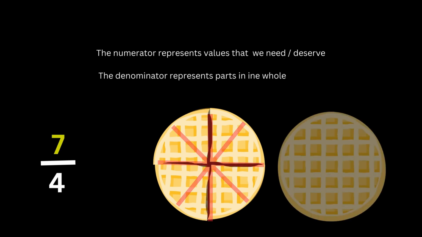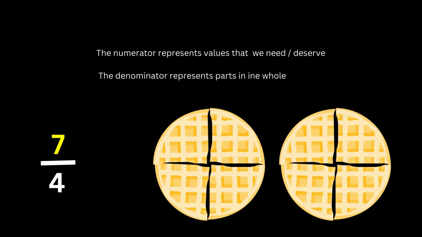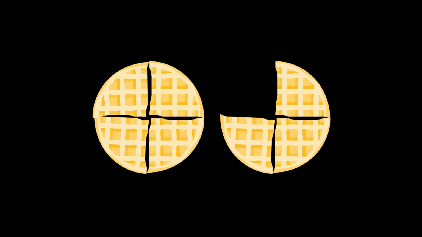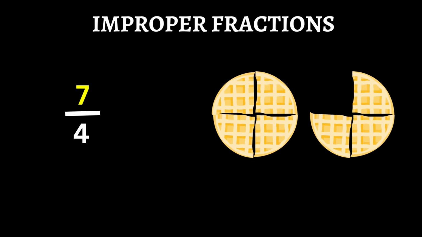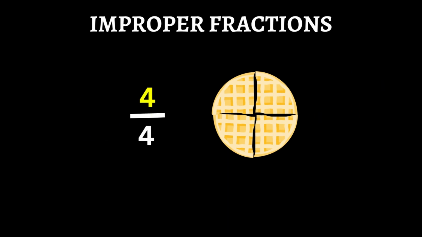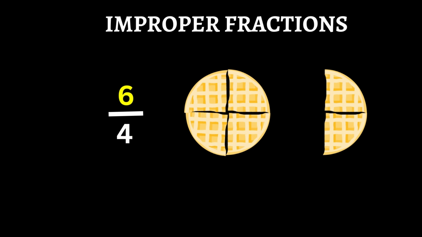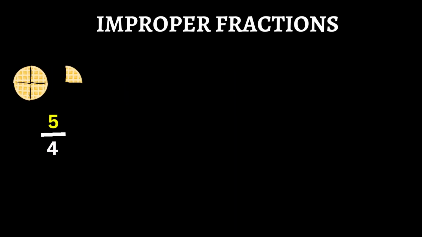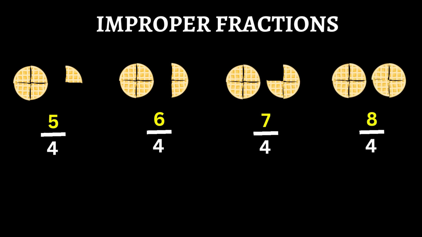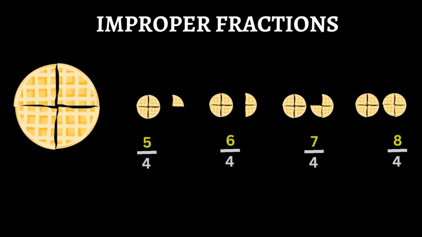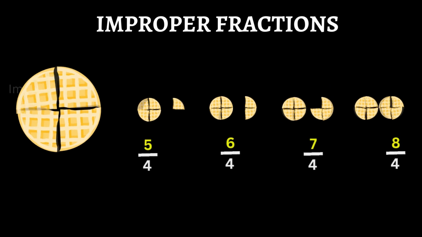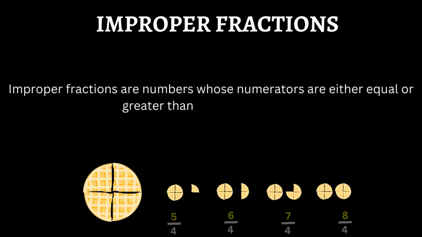Now this is very simple. You get a new Eggo. We cut it into 4 pieces itself and take 3 from it. Here we go. We have 7 pieces in total, while one whole Eggo has only 4 pieces. This is known as an improper fraction, which means you would have equal or more than one whole with you. If you take 5/4, 6/4, 7/4, 8/4, all of them are greater than or equal to one whole. As you can see, all numerators are either equal to or greater than the denominator. Hence we can say improper fractions are numbers whose numerators are either equal to or greater than the denominator.